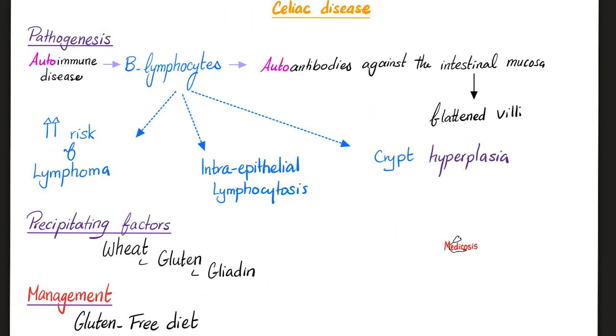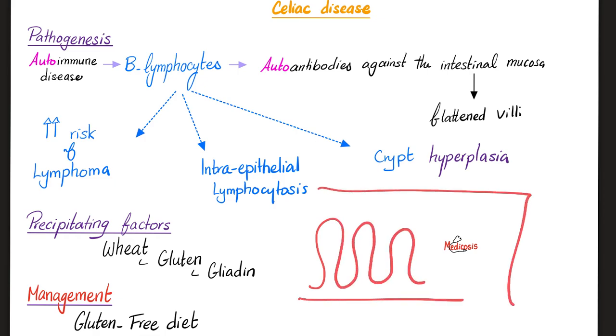Next, celiac disease. You know those lovely normal villi and microvilli that line the wall of your intestine? Yeah, they get destroyed. By whom? By an autoimmune disease. How come? Your B lymphocytes become plasma cells which secrete antibodies against your own cells. Autoantibodies. Against who specifically? Against the intestinal mucosa.